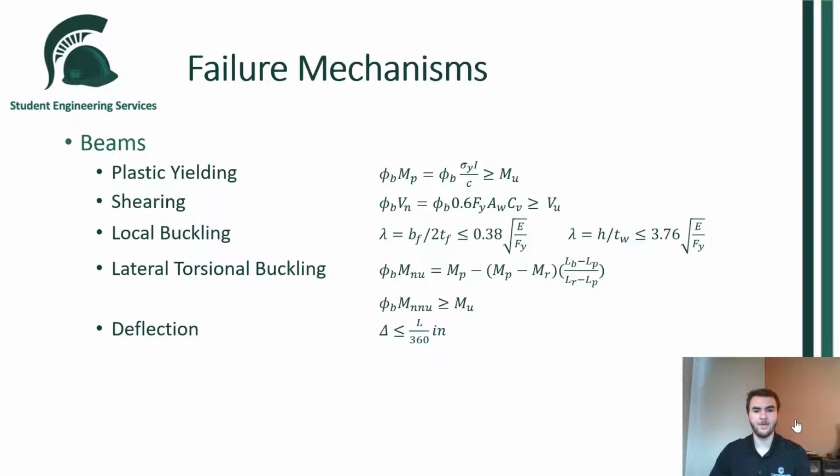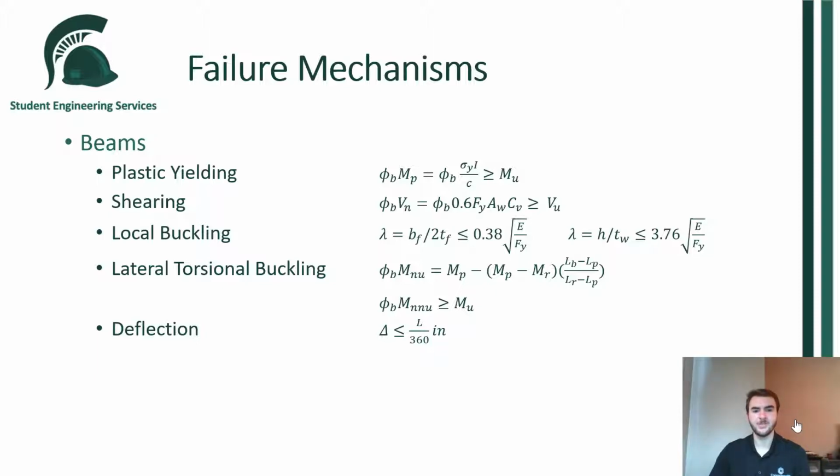lateral torsional buckling, which occurs when the beam bends and also twists, which is usually a governing case for longer beam members, and also deflection, because even if a member is not going to fail, you don't want it to feel like it is bending or unsafe in the structure based on the occupants in it.